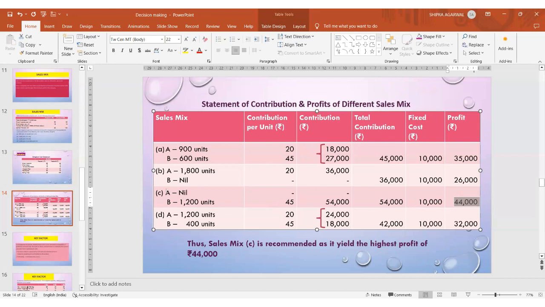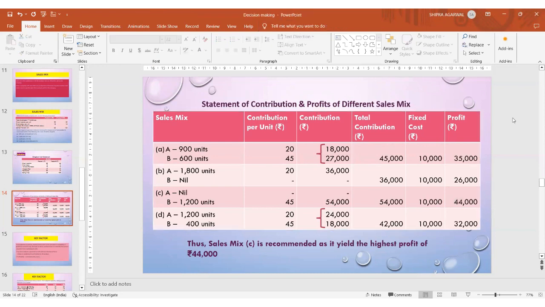I can see that in option C, we are not going to sell any units of A. But even in that case, we will prefer to go for this, because it is the highest profit giving option under the available four options. So this is known as your sales mix decision. Any doubt as of now?